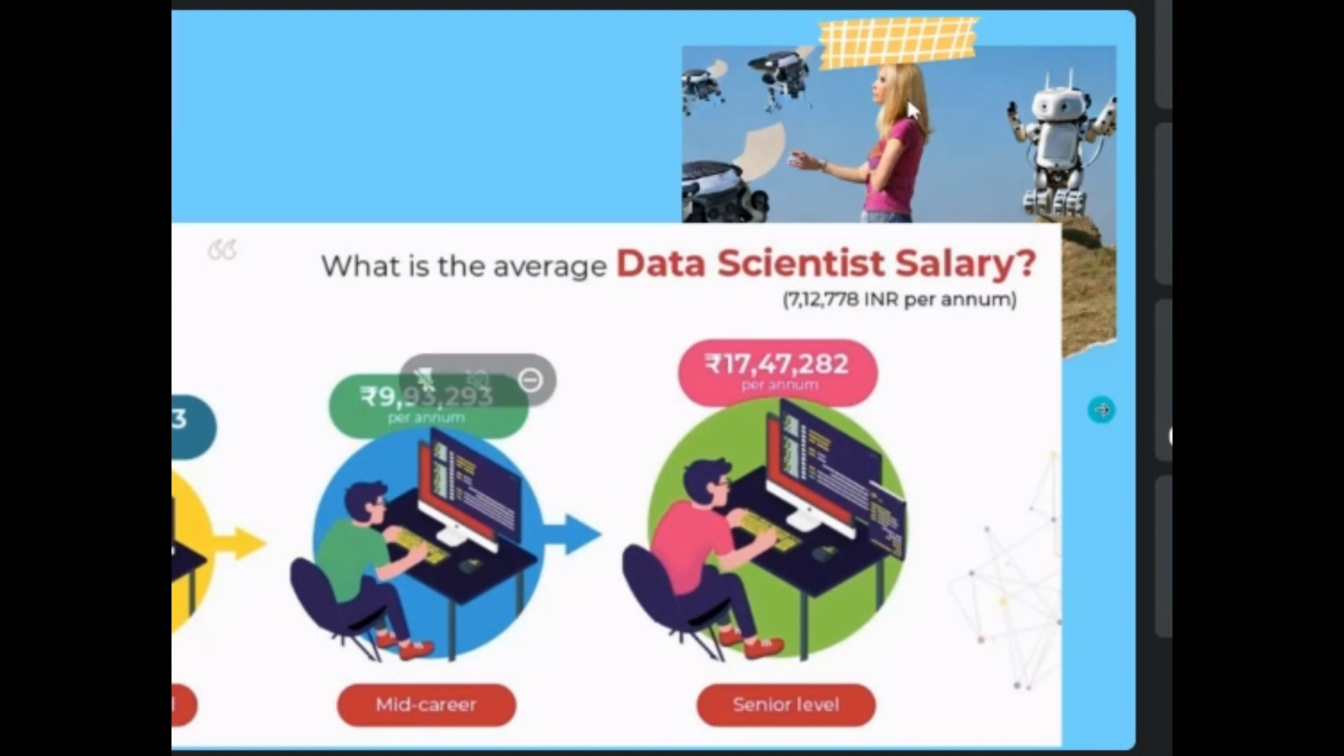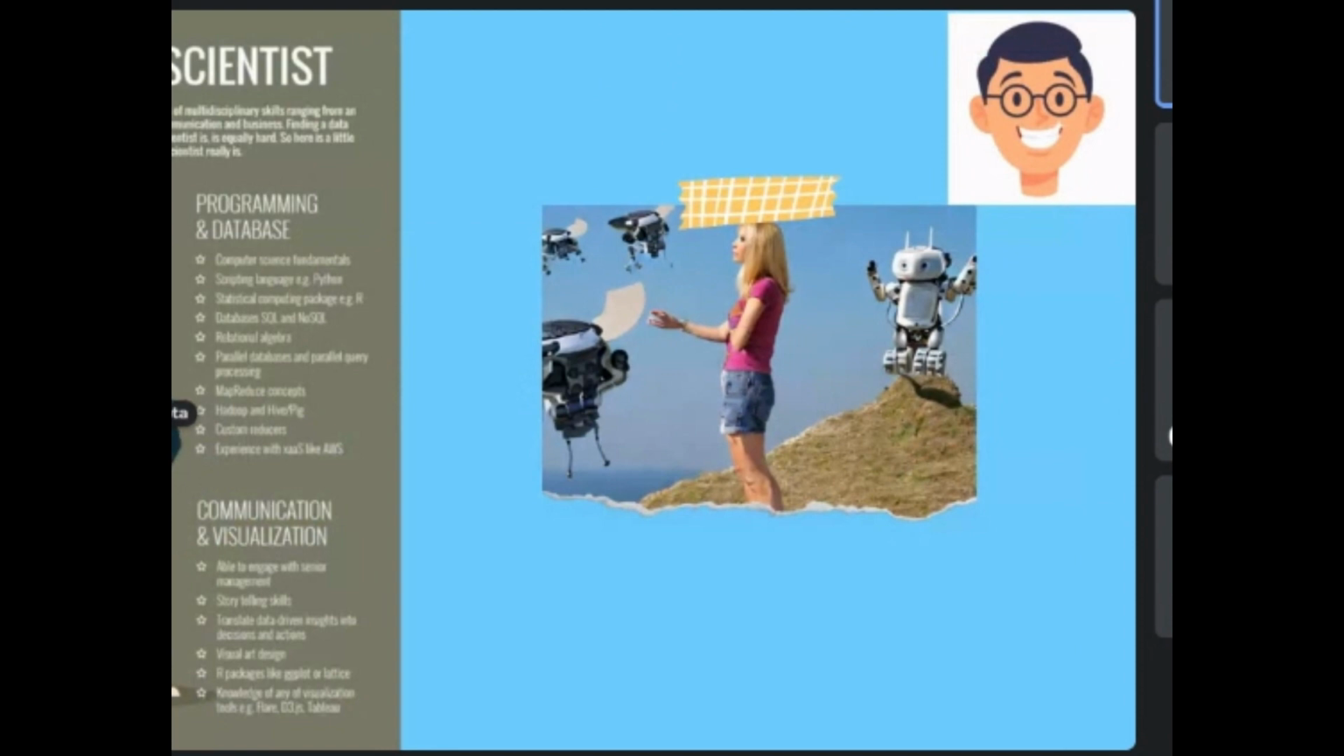Yes, sir. Okay. So this is more about what data scientists should focus on. They should focus on math and statistics first and foremost. Then they should focus on programming and databases. We will come to the languages we are dealing with.